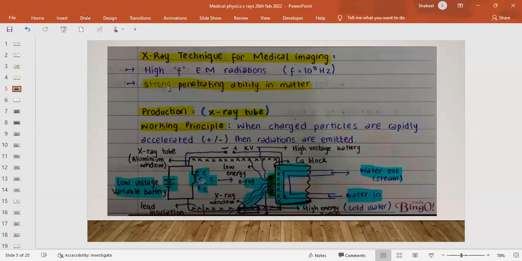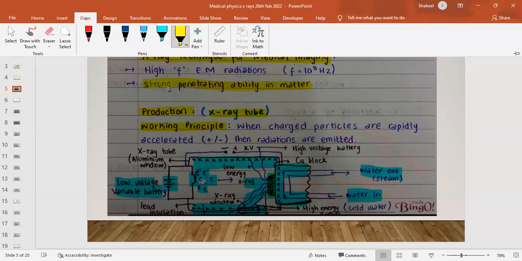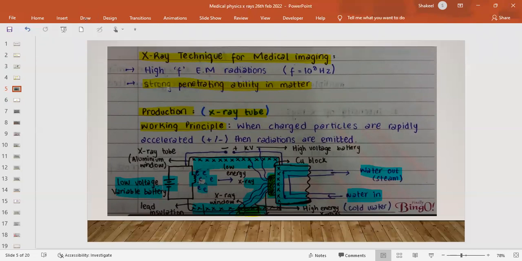Okay, now about this tube, you can see the series of crosses over there. These series of crosses are actually the lead insulation, so that the X-rays may not escape from any other part of the tube. So X-rays are only going to leave the tube from the window that I am shading with green. So this is the X-ray window, through which X-rays are going to be filtered out.